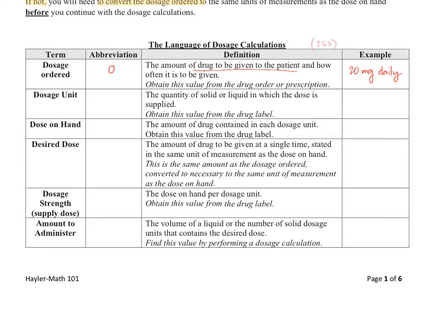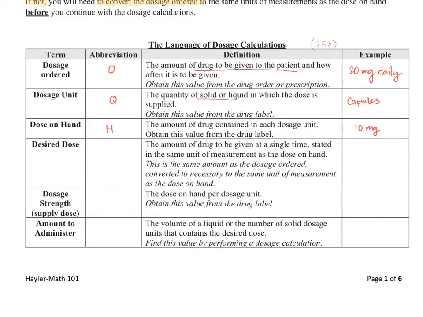After that, we have the dosage unit, which is a capital Q. Remember, this is where capitals and lowercase start to become important. So the quantity of solid or liquid in which the dose is supplied. Obtain this value from the drug label as well. And an example here would be capsules. Then we have the dose on hand, which is a capital H. The amount of drug contained in each dosage unit. Obtain this value from the drug label as well. So for example, we might have 10 mg. So this would be the drug label, not the prescription.